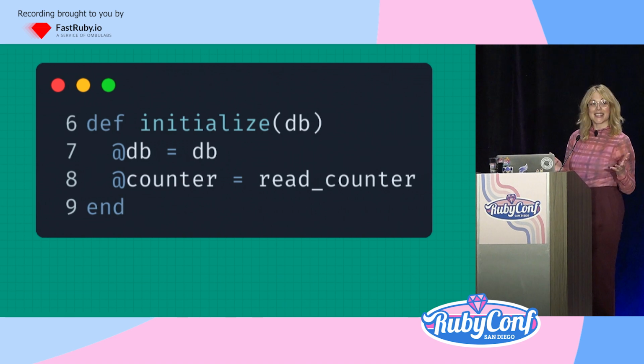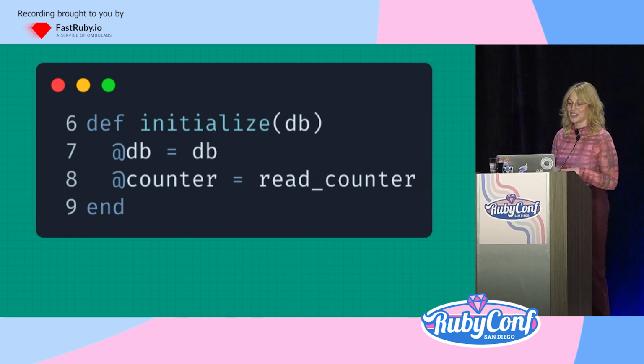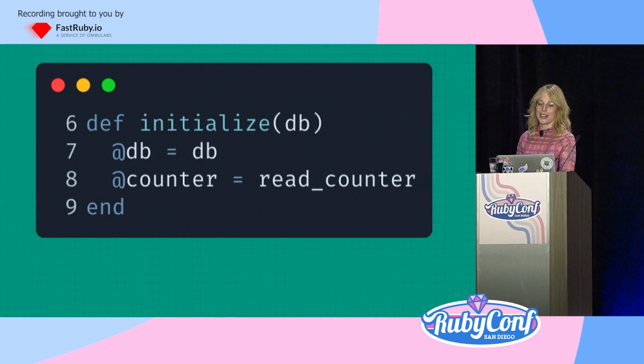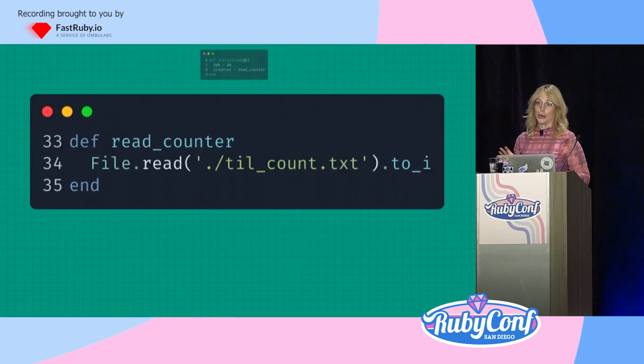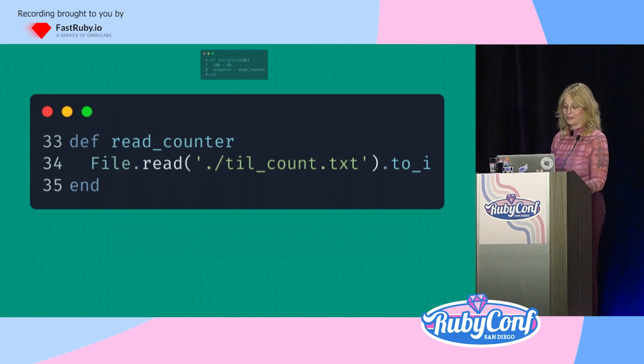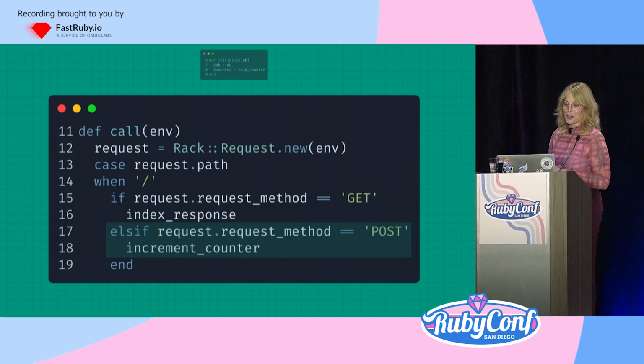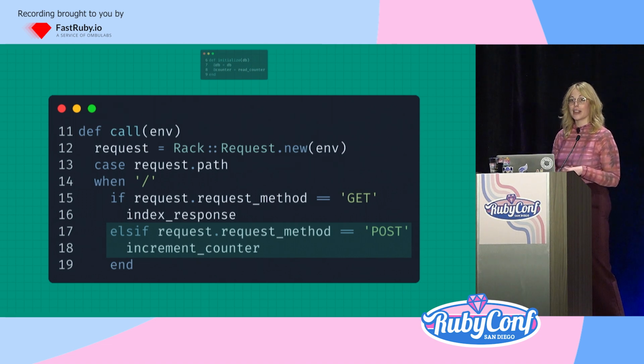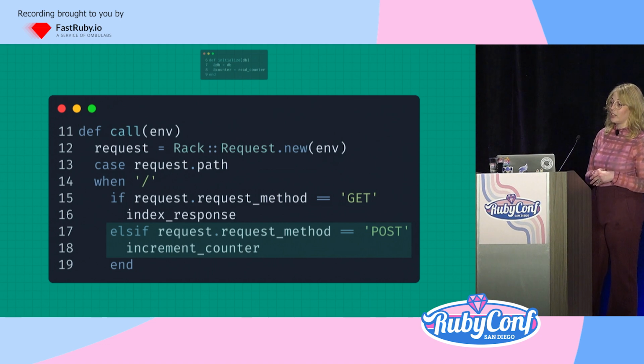We can use that as necessary in the rest of our application. We're setting this to read counter. Read counter is just going to read from our tilcount.txt file and then change it into an integer for us. So we've added a new branch for our root path. If the request method is a post, like we saw with our TIL routes, we will call the increment counter method.